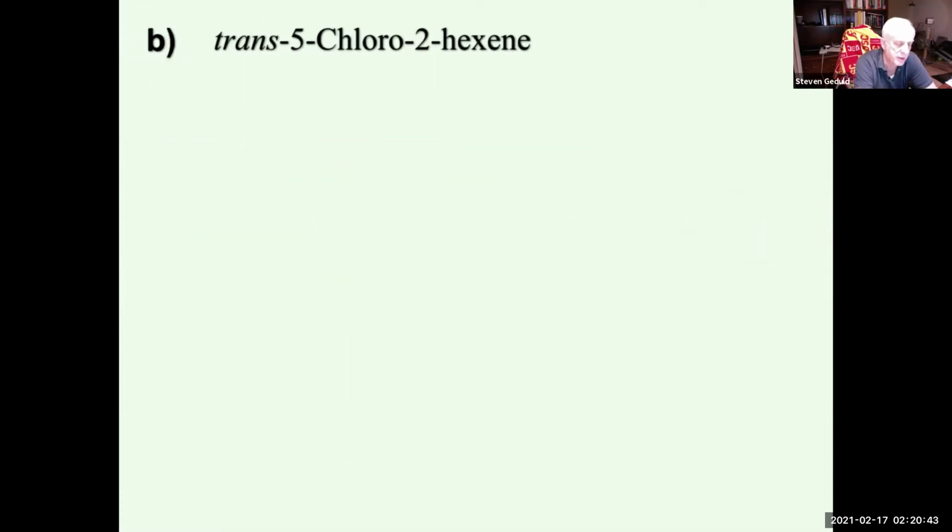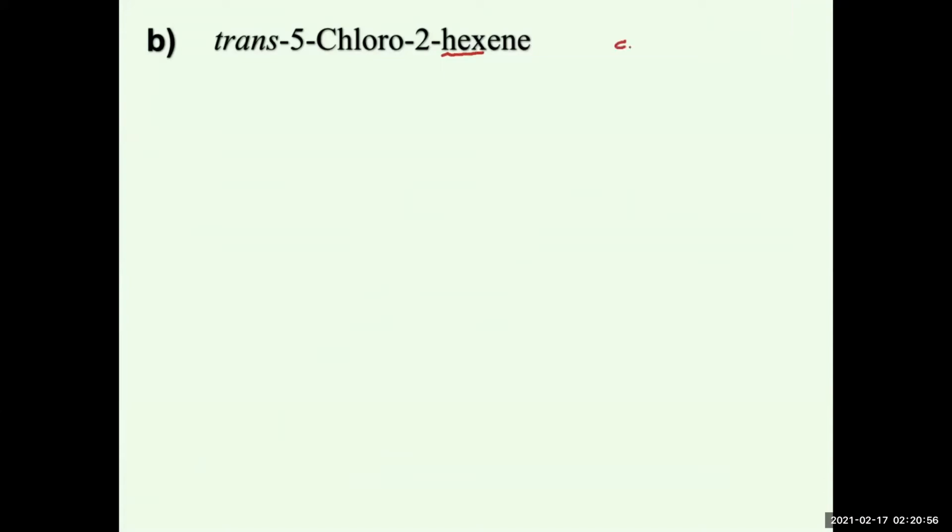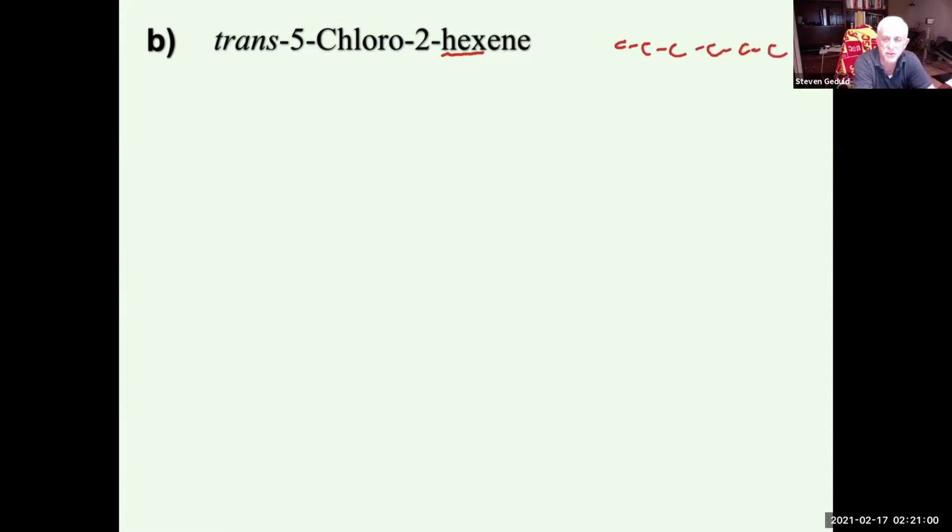Trans 5-chloro-2-hexene. Like I said, easiest way to do it is just draw so you can see it. Draw the structure formula. Hex means how many carbons? 6. So I would draw just up here, put 6 carbons: 1, 2, 3, 4, 5, 6. That's how I'd start it.